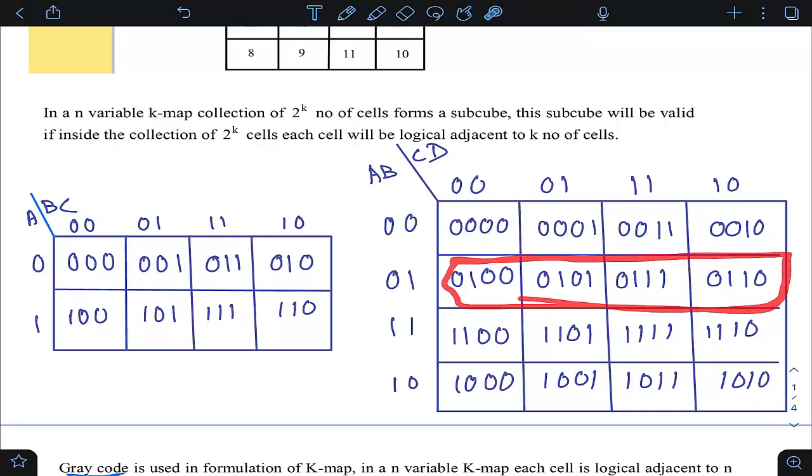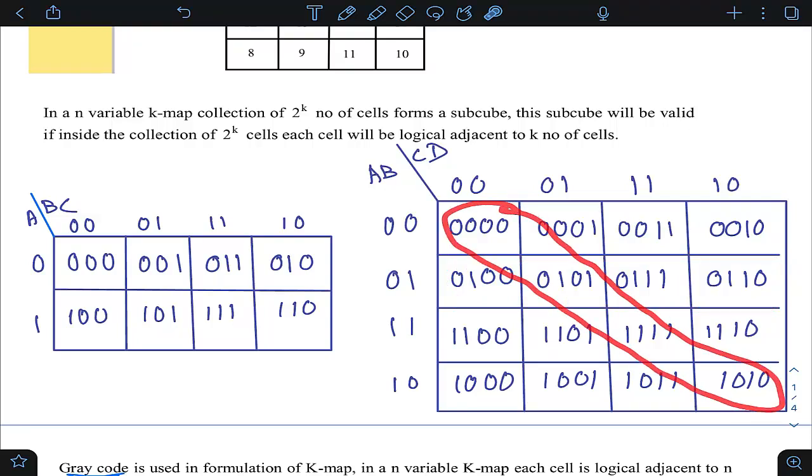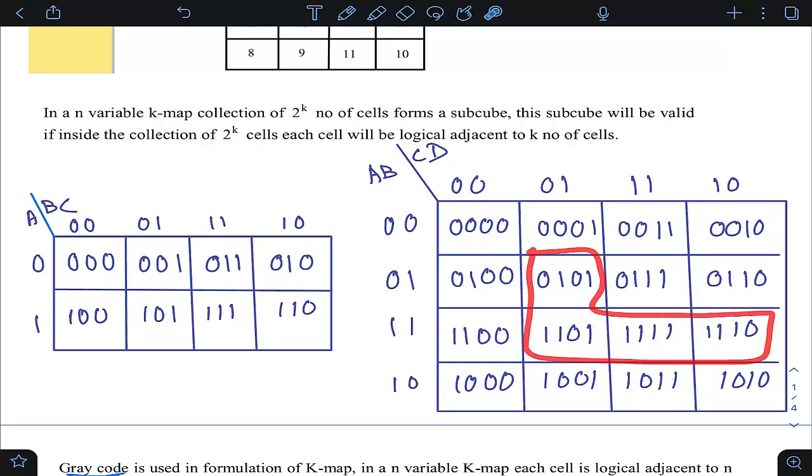I can make a group like this. But if I ask, can I make a group like this? They say no, sir, we cannot do a grouping like this. But if I ask why you cannot do a grouping like this, then they don't have the answer. Or can I do a grouping like this? No, they say no. But why? They don't know. Or if I ask you, can I do a grouping like this?